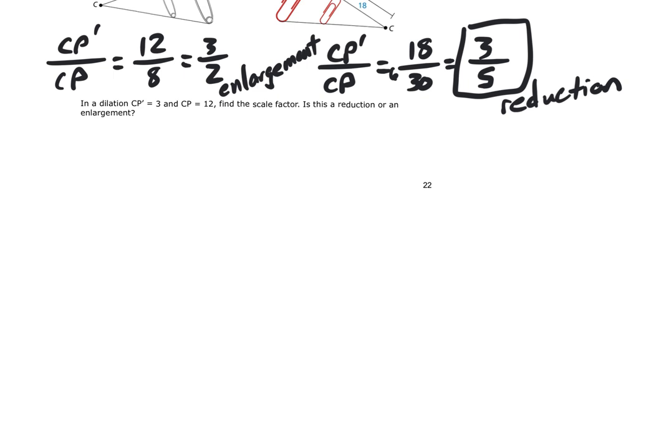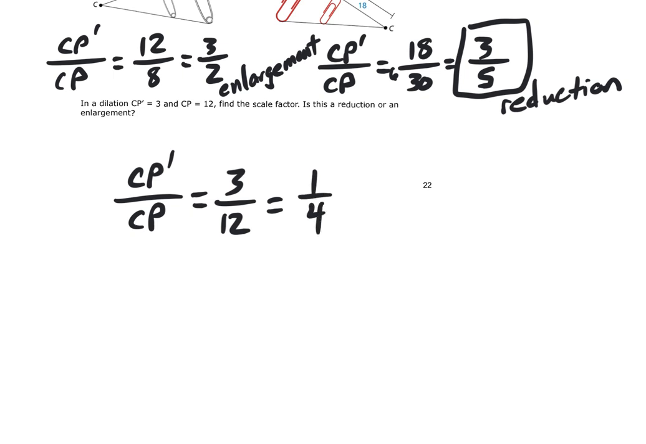Okay, the only thing different about the one down here is that there's no picture provided, okay? But it's really okay because it gives me exactly the information that I need or want. You just have to remember that the prime, the new number, has to go on top. C to P prime is the new number. Just like P prime is always the new figure, we always want the new one on top, which is 3. And the original is 12. And then we reduce it to be 1/4.